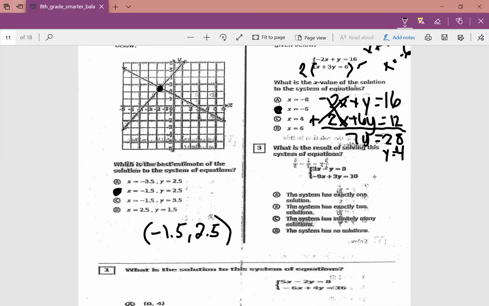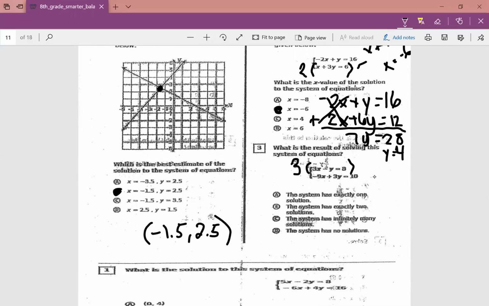What is the result of solving this system of equations? For this one, again, I'd probably just multiply this. I'm not going to show you all the work, but I'm going to show you what I would do. I'd multiply this by 3 to get 9x minus 3y equals 24. And then I would add those two so that your x's cancel. You have negative 3y and 3y, so those are going to cancel. So now all your variables have canceled.